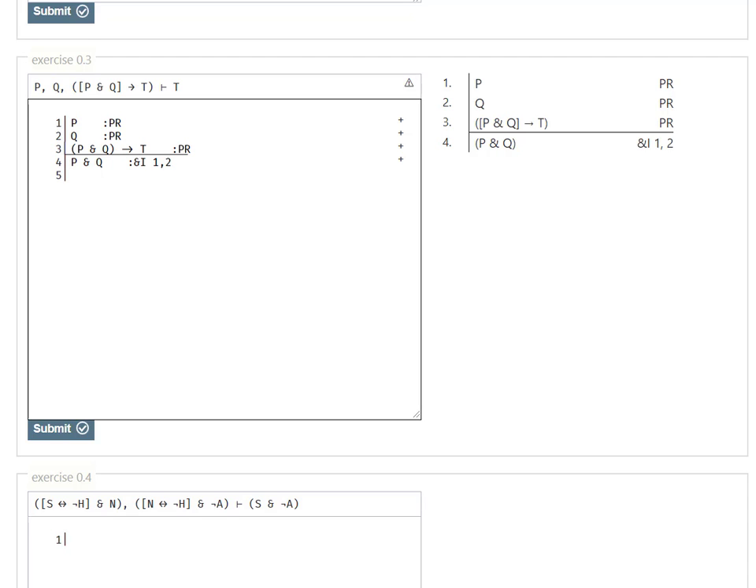Okay, and intro on lines 1 and 2. Now, arrow elim, that's lines 3 and 4. Okay, so again, here I have a conditional statement. P and Q is the antecedent, T is the consequent. On another line, I've got the antecedent, P and Q. So on a new line, I can put what comes after the arrow, the consequent T.